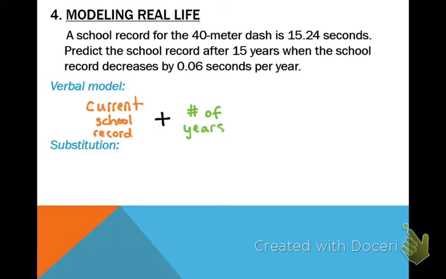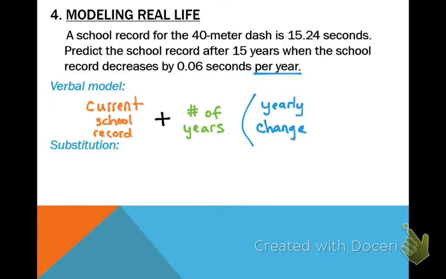Now, I've got to multiply the number of years by something. Does anyone think you might know what I'm going to be multiplying the number of years by? 15. Jonathan? Correct. The seconds per year. I want to talk about this per year. Anytime you see that word per something, it's always going to be multiplying. So we've got to multiply times the yearly change. How many seconds it was changing every single year.